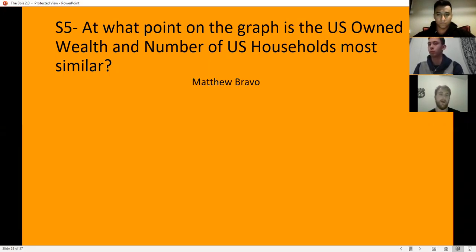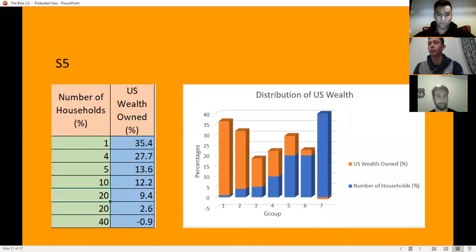Matthew, at what point on the graph is the U.S. owned wealth and number of U.S. households most similar? So these two graphs show the number of households in the U.S. and wealth, and it compares the two. And so the fourth group on the graph, the bar graph on the right, is when the number of U.S. households and U.S. owned wealth is the most similar.